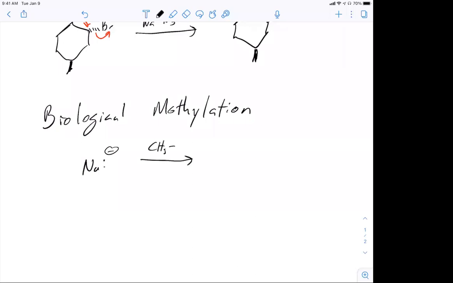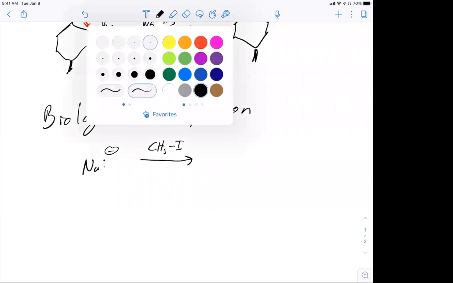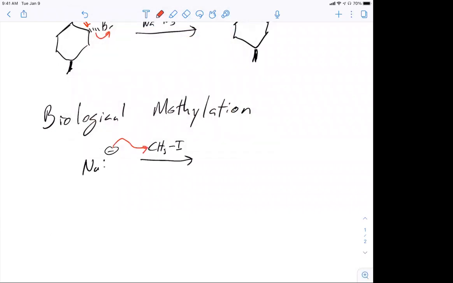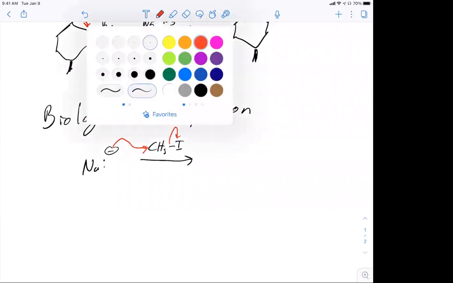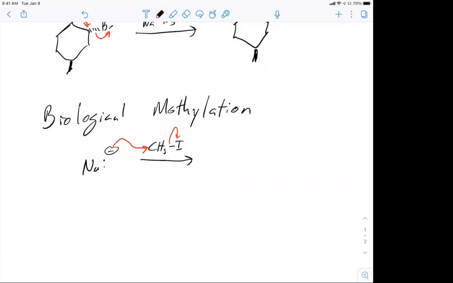We could have a simple methylation by just adding methyl iodide. The reason you'll see that we almost always use methyl iodide instead of methyl bromide or methyl chloride is really practical. Methyl iodide is a liquid, while methyl bromide and methyl chloride are both gases, and it's easier to work with liquids than gases. So this is just methylation, and if I was going to do methylation in a lab, I would just grab a bottle of methyl iodide and start my process.